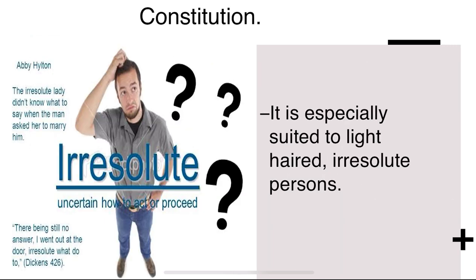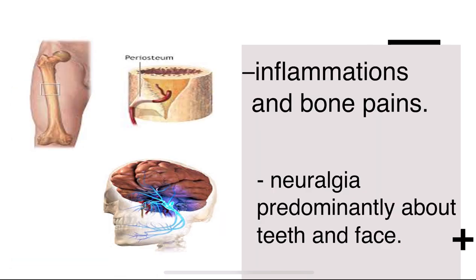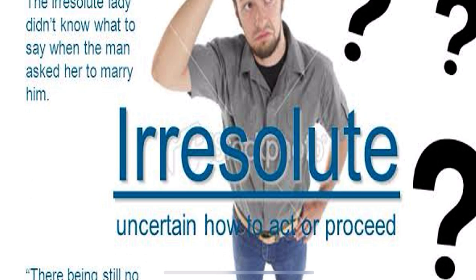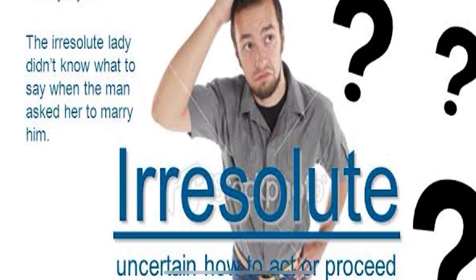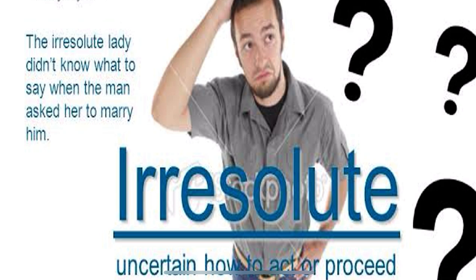Moving further to the constitution, the physical makeup of the patient. It is suited to light-haired, irresolute people. What do we mean by irresolute? Irresolute are those people who are uncertain how to act or how to proceed. They are very uncertain about things. An example is given: the irresolute lady doesn't know what to say when the man asks her to marry him, whether she has to accept the proposal or reject it.